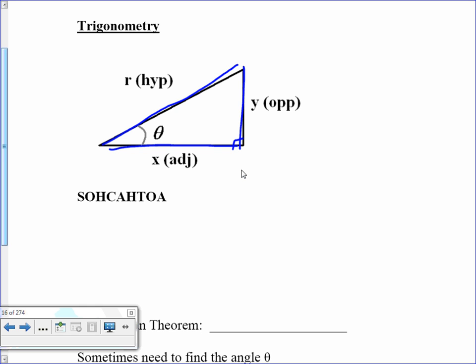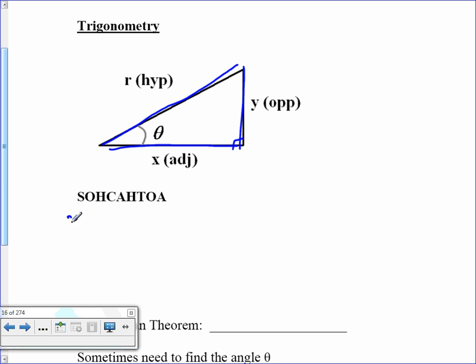We have some rules defining the relationship between the angle and those three sides of the triangle. Those rules are given by this mnemonic, SOHCAHTOA. Although, somebody else told me there's another mnemonic about some old hippie something or another, but I like SOHCAHTOA, to remind me what the relationship is.